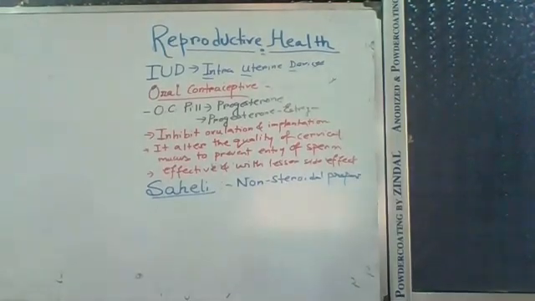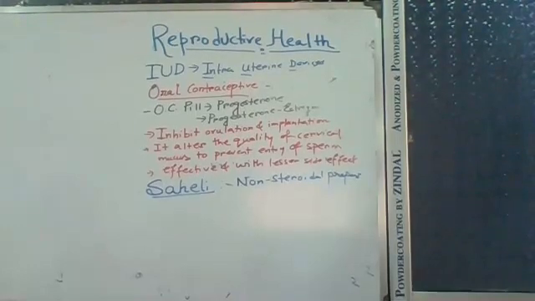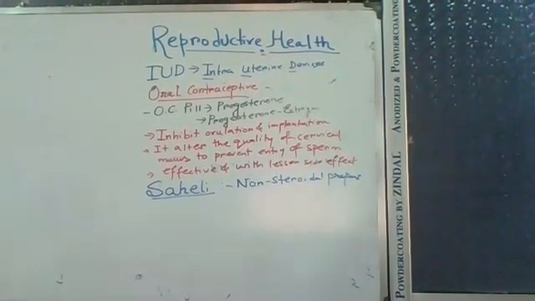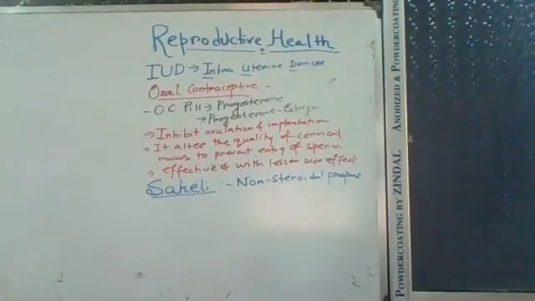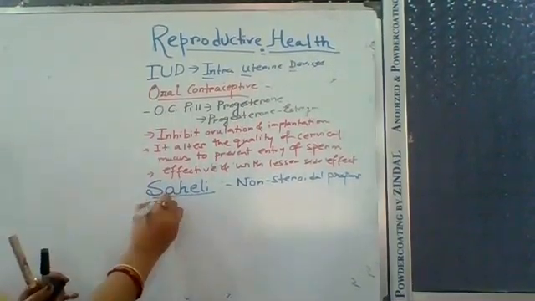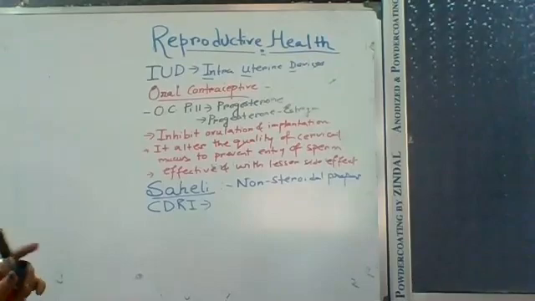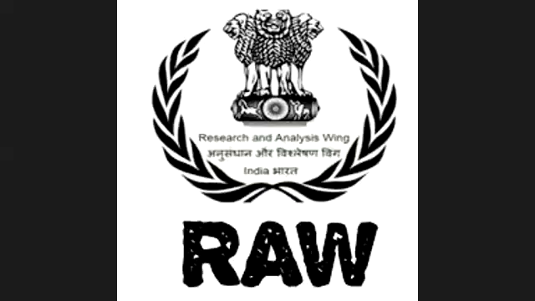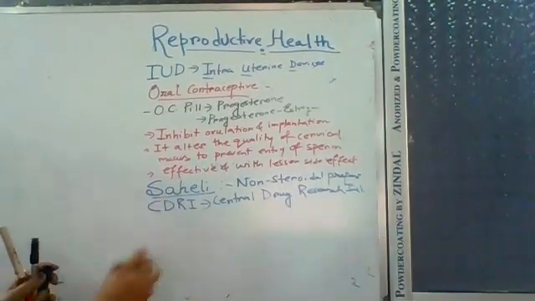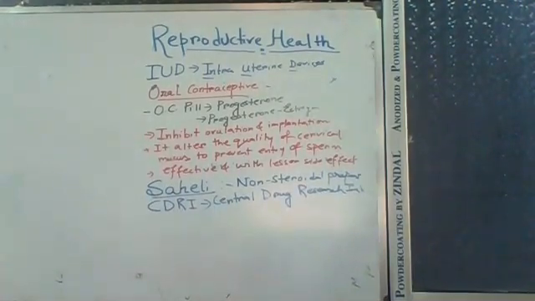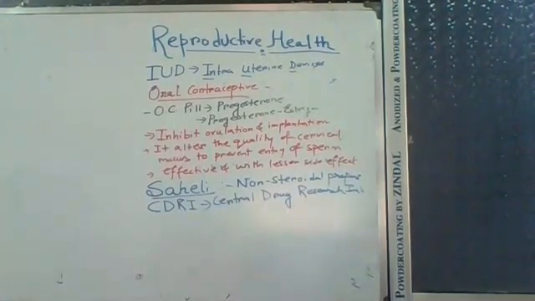Right? So Saheli pill contains a non-steroidal preparation and it has high contraceptive value with very little side effects, right? Saheli was developed by CDRI. A question: what is CDRI? Anyone? The full form of CDRI is Central Drug Research Institute, right? So Saheli was developed by Central Drug Research Institute, whose headquarters is in Lucknow.